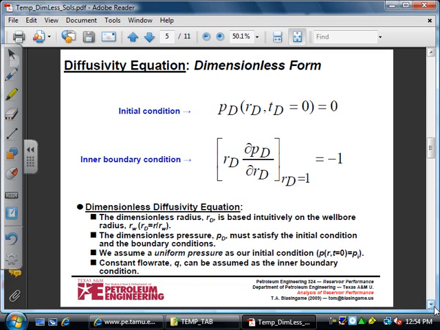Most of our solutions are based on a constant flow rate inner boundary condition. So we impose a constant flow rate at the wellbore. How can we do that? How can you obtain a constant flow rate at the wellbore? What equation do you use for it? What is the equation for the flow rate? You derived it in some exercise problem. It's Darcy's law, right? So if you write Darcy's law, okay.